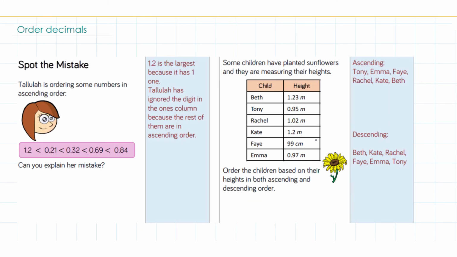For the second one, hope you weren't caught out by Faye. See that they're being quite sneaky, putting in some centimeters there, whereas all the others are meters. So maybe you convert it to meters. That would be what as meters? 0.99, isn't that right? And that might have made it easier then to compare.